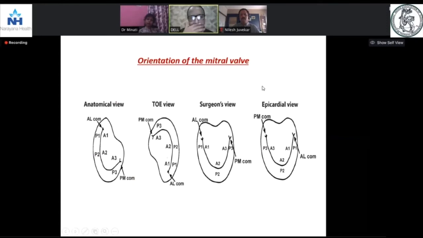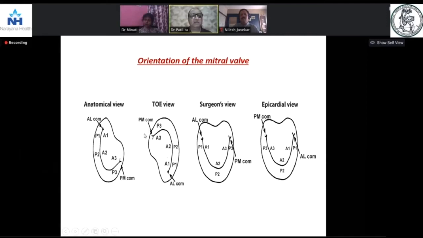Now, in order to orient ourselves regarding the mitral valve, I would say that we need to understand these four views. One is the anatomical view for representation purposes. That is, we can easily identify the structures if we are able to understand the anatomical view. Then is the TOE view. Then third is the surgeon's view. And last is the epicardial view, when sometimes we are not able to introduce a TOE probe in any patient due to some contraindications. The epicardial view is the most important to analyze the mitral valve.